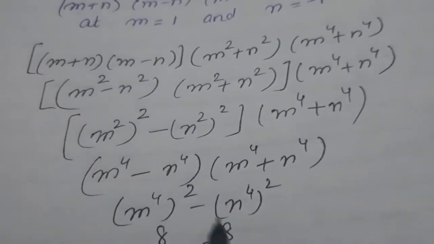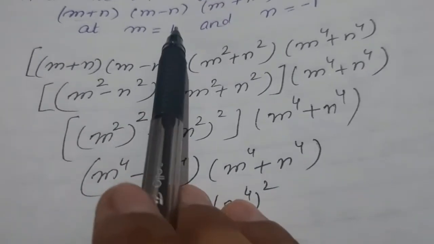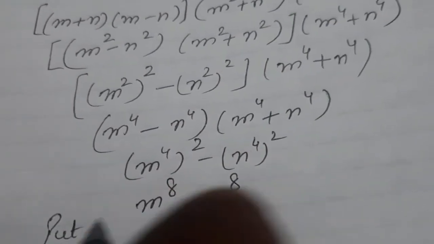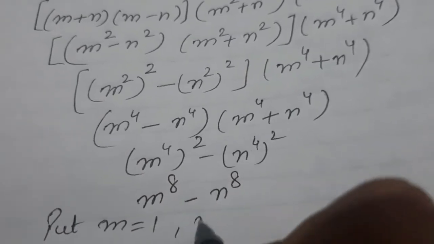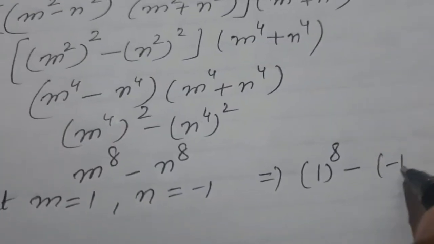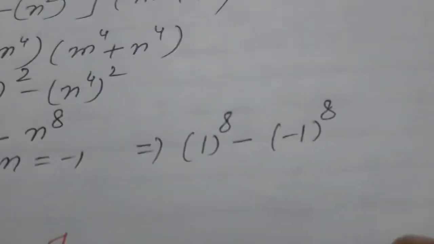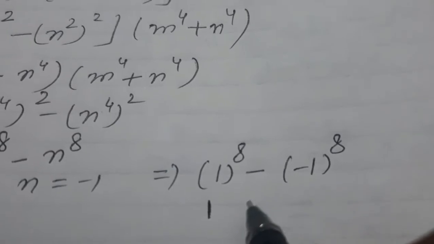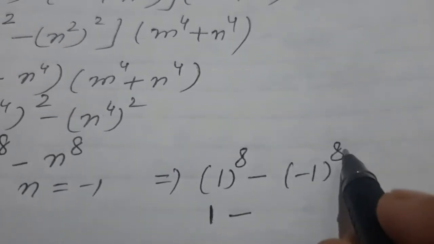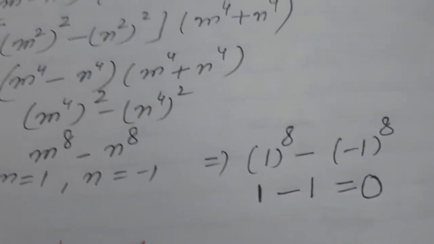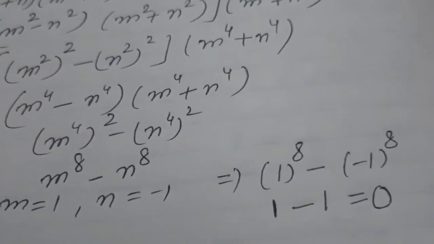Now we have to find out its value at m is equal to 1 and n is equal to minus 1. So let us put the value. Put m is equal to 1 and n is equal to minus 1. So it will come out to be 1 raised to power 8 minus 1 raised to power 8. Positive raised to power anything, that will become same, minus negative raised to power even number, that will be positive. So 1 minus 1, that will come out to be 0. I hope you understand this.